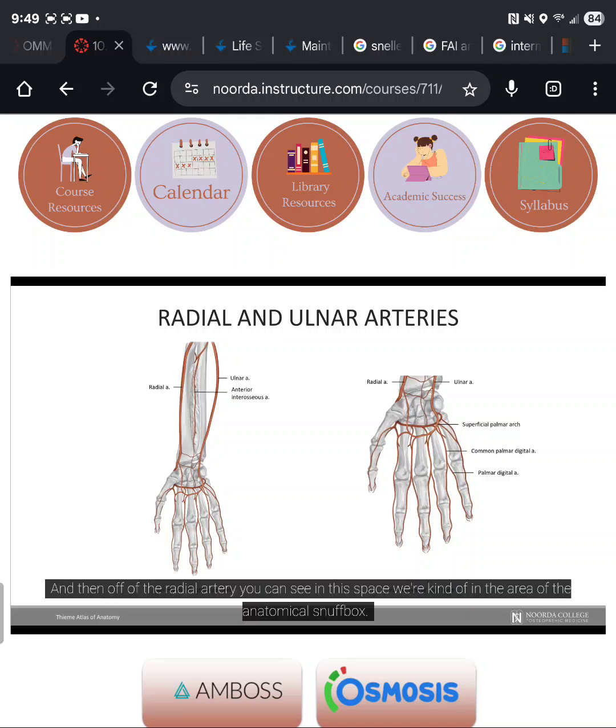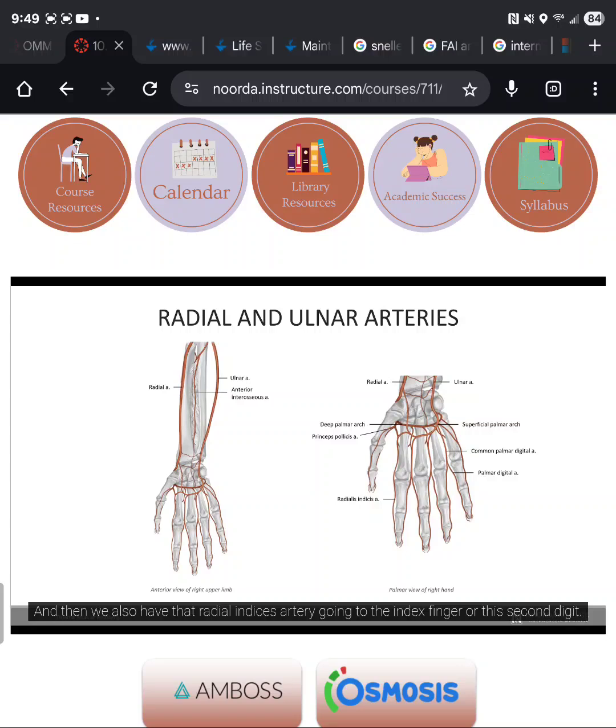And then off of the radial artery, you can see in this space, we're kind of in the area of the anatomical snuffbox, and then it's going to loop around and have this deep palmar arch, which will meet up with the ulnar artery. Off of that arch, we have the chief, or the foundational artery for the thumb, the princeps pollicis artery right here. And then we also have that radialis indicis artery going to the index finger, or this second digit.